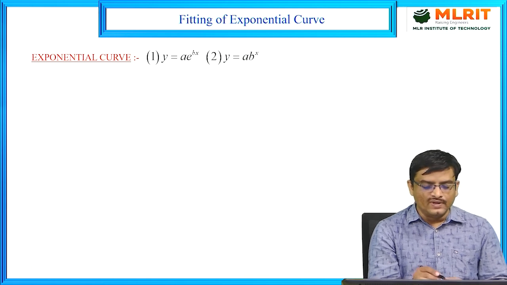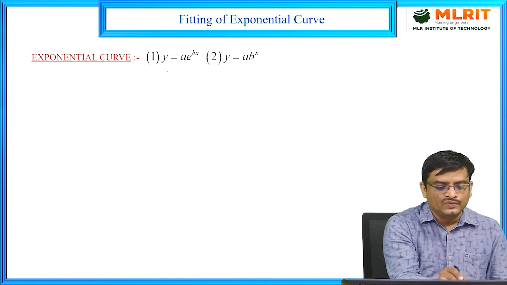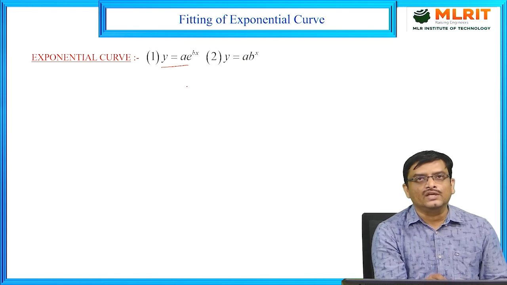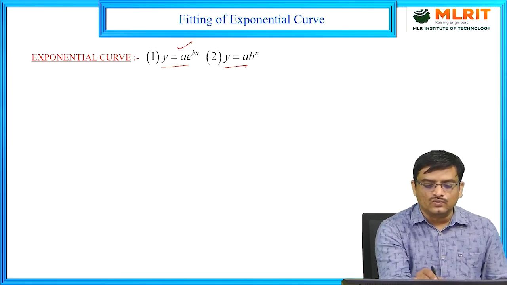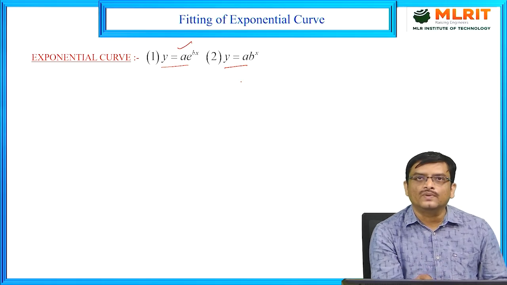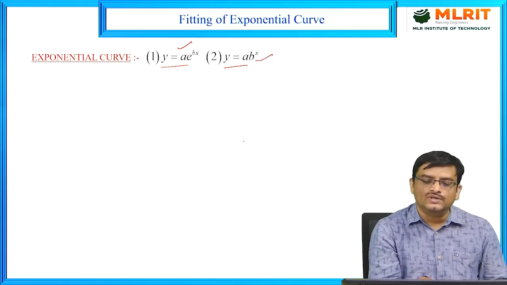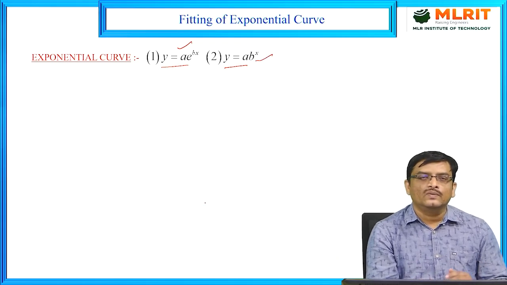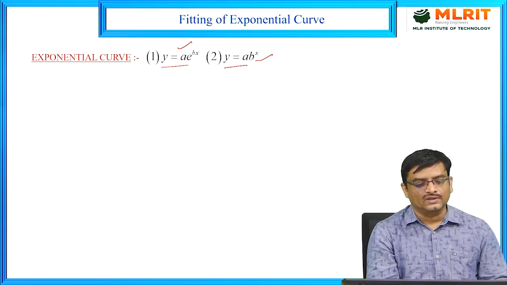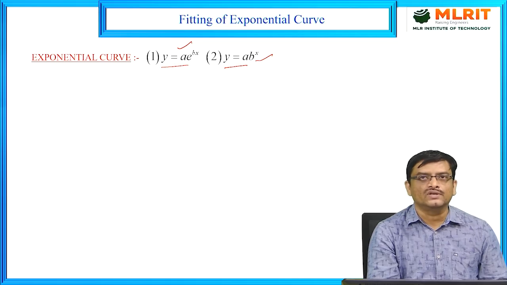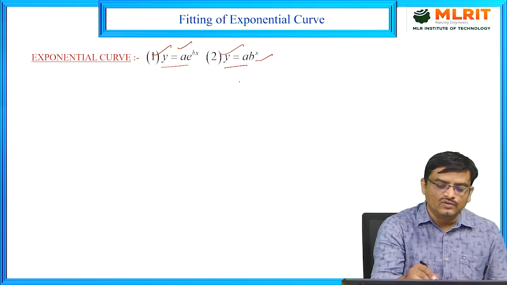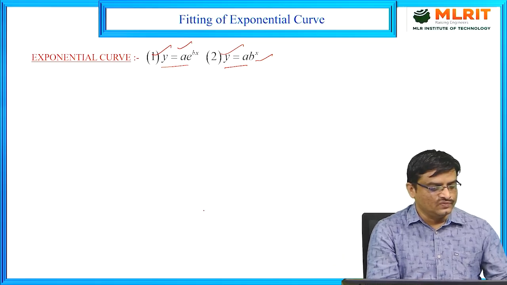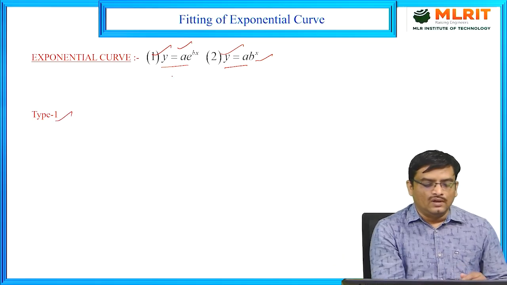So here we are having two types of exponential curves. This is y is equal to a into e power bx, that is one exponential curve, and the next one is y is equal to a into b power x. This is another exponential curve. Now one by one we will discuss how to fit these exponential curves for the given data. First we will concentrate on this and later we will go for the second one here. So first I am going to discuss the first type.